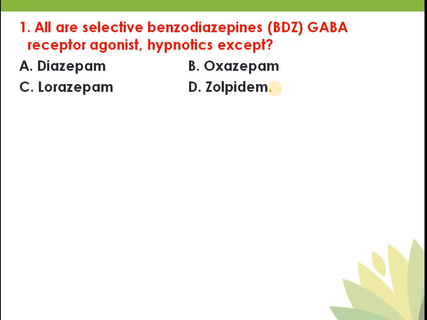So Z drugs are nothing but zolpidem, zaleplon, zopiclone. All these are non-benzodiazepine derivatives, but they selectively bind to the same benzodiazepine receptors, that is GABA A, the alpha subunit of GABA A. So zolpidem or Z agents are not benzodiazepines, but they act as GABA A receptor agonists.